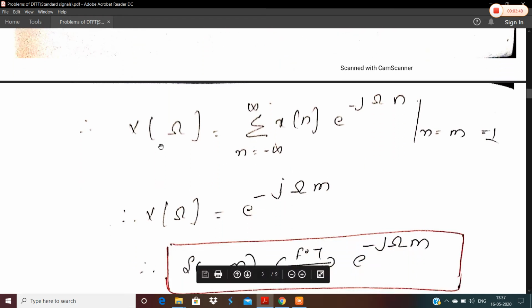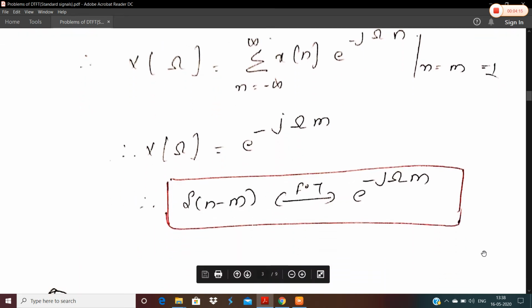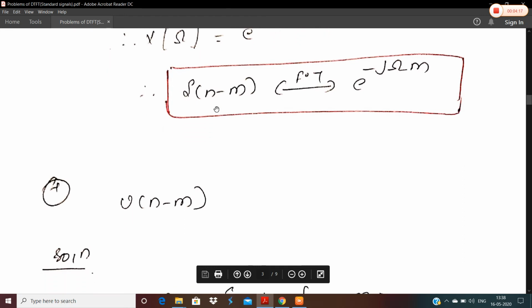So this can be substituted over here. We know that X of omega is equal to sigma n is equal to minus infinity to plus infinity x of n e raised to minus j omega n. And we know that when n is equal to m, the value of x of n is equal to 1. So here x of n may be given 1, and instead of n you may give it as m. So X of omega is nothing but 1 into e raised to minus j omega m, because we are replacing this n with m. So we can write that the value of the DTFT of the shifted impulse function, that is delta of n minus m, is e raised to minus j omega m. This is actually a very important result that can be used in many of the problems.